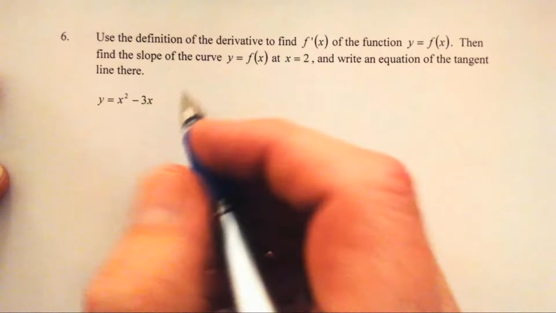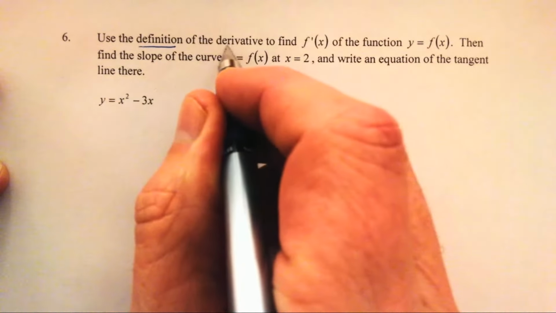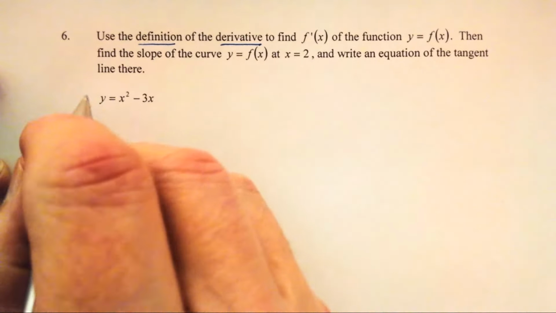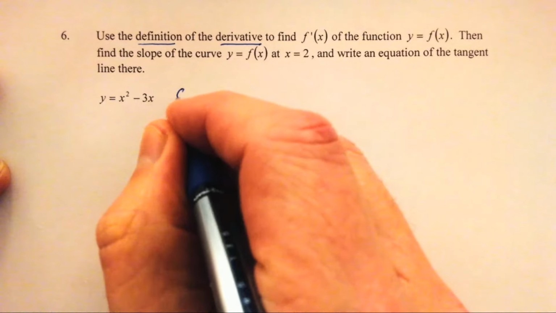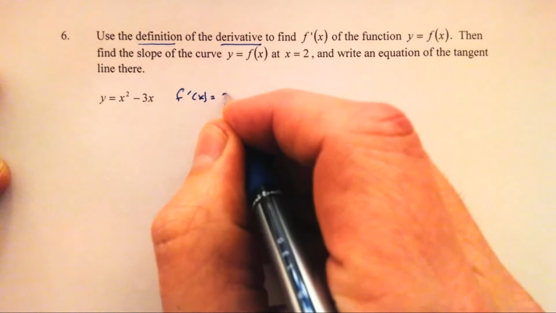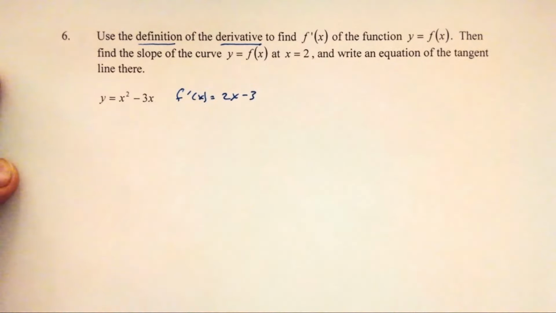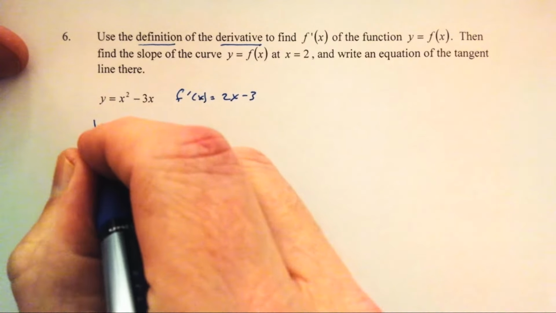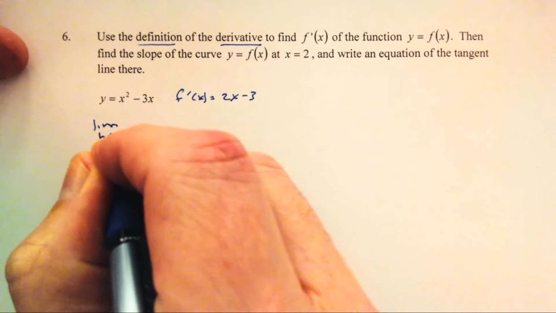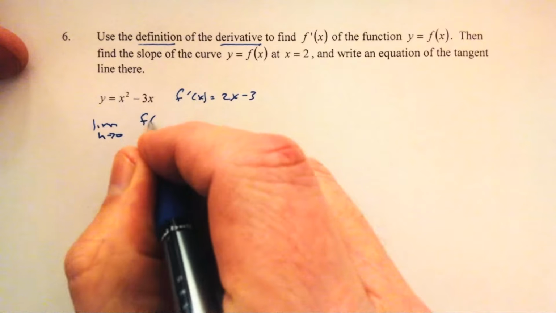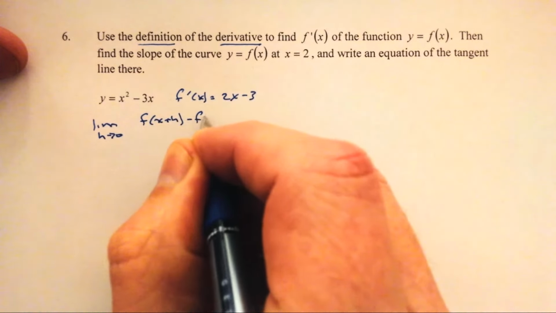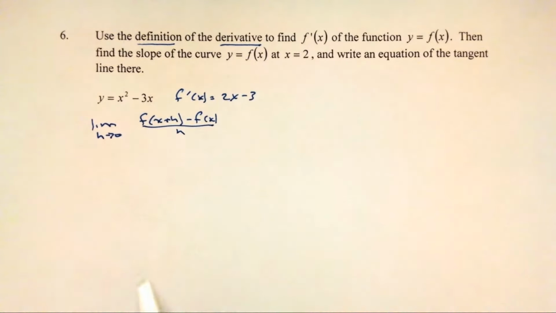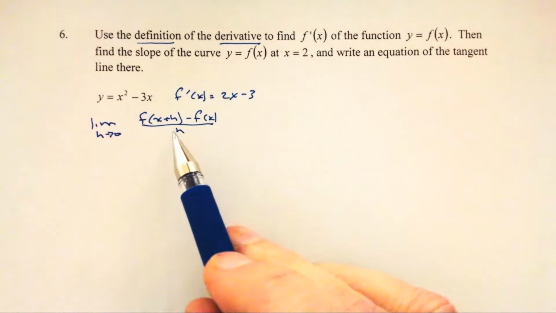Okay, we are going to use the definition of derivative. That is a specific process. Yes, if y is f of x, the derivative f prime of x, we know that that is 2x minus 3. However, doing that will get you no points for this problem. The definition of derivative is the limit as h approaches 0 of f of x plus h minus f of x all over h. And that should lead us to 2x minus 3. It's nice to know, but we have to show the process.